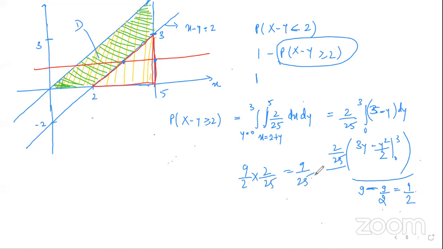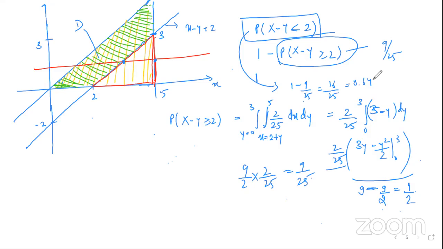Now this probability x minus y less than 2 was 1 minus probability x minus y greater than or equal to 2, and this we got as 9 upon 25. So this probability will be 1 minus 9 upon 25, that is 16 upon 25, and it will come out to be 0.64. So both ways we get the same answer.